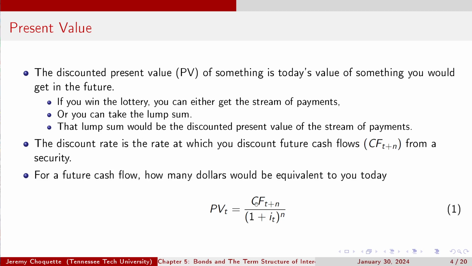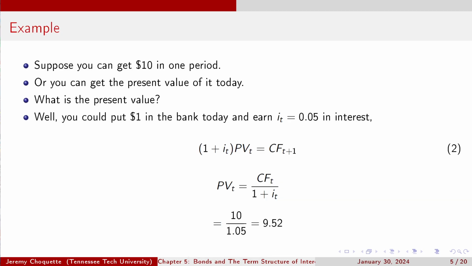And what it would do is take the cash flow n periods from now, divided by 1 plus the interest rate, to the power of the number of periods that we're moving forward in the future.